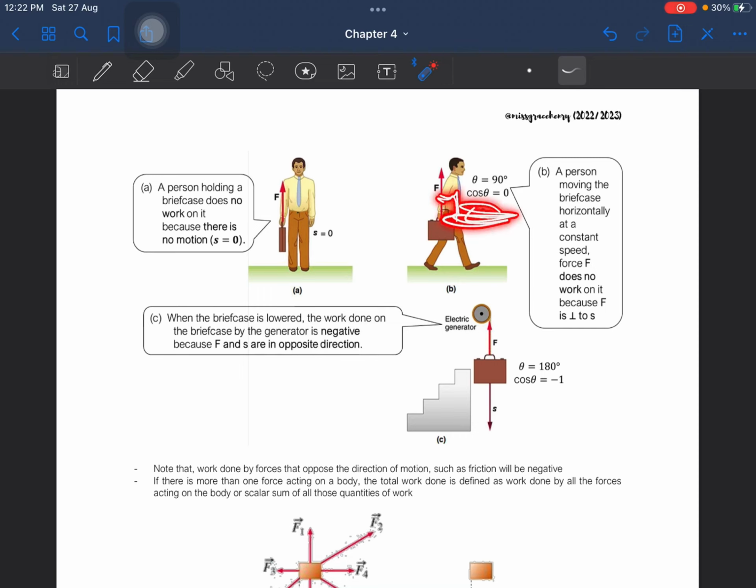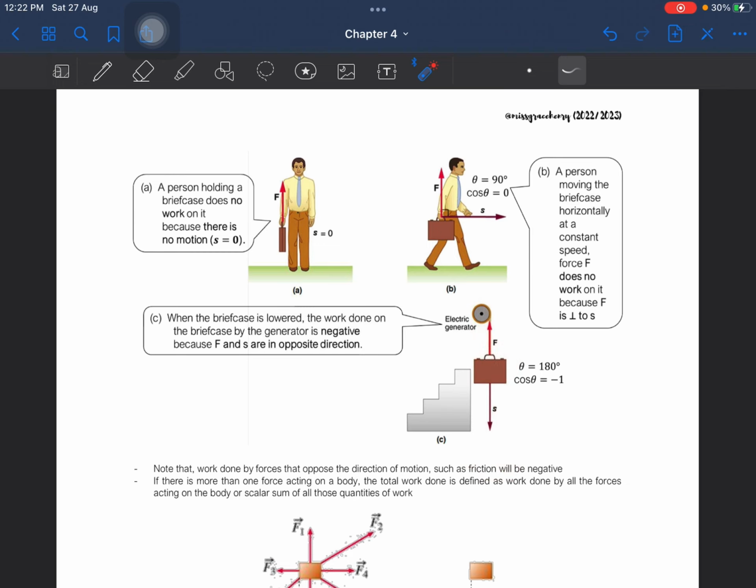to this displacement. Okay? Kiranya kalau kamu bawa something, contohnya kamu bawa kotak and then you are moving at this displacement, then you will have work lah. Okay? And then C, when the briefcase is lowered, the work done on the briefcase by the generator, which is this one, will be negative because force is in the opposite direction with this displacement lah. Okay?